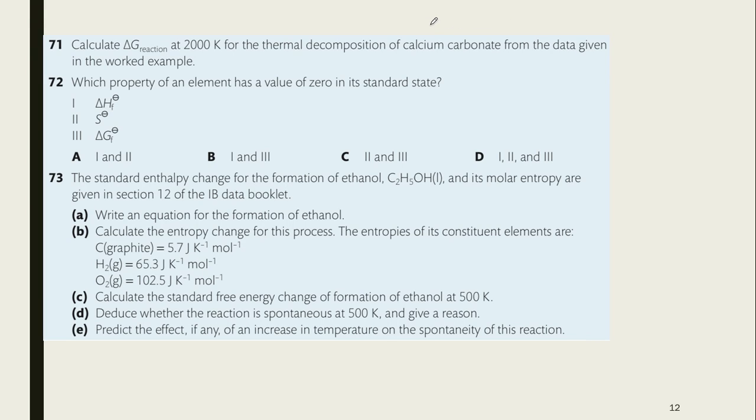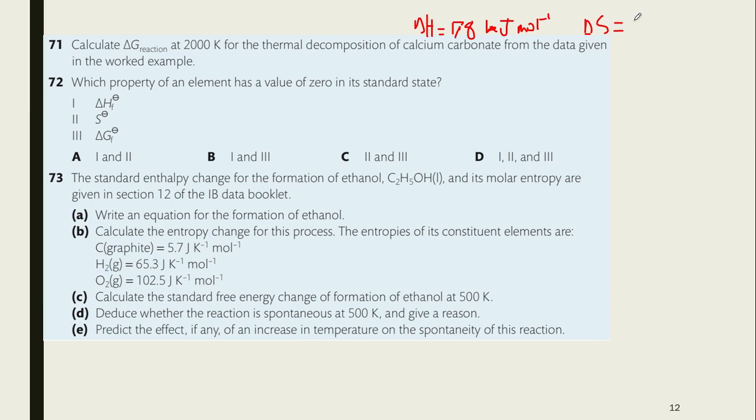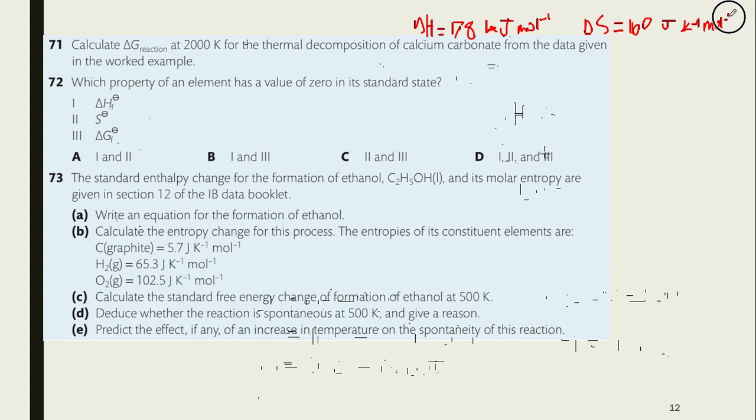But you are given the delta H as 178 kilojoules per mole. And we're given the delta S value as positive 160 joules per Kelvin per mole. Okay, and this time we're given 2000 Kelvin.